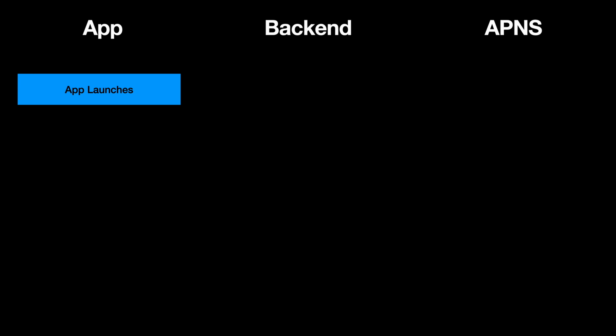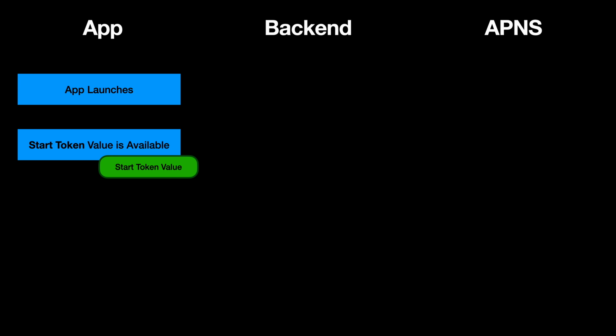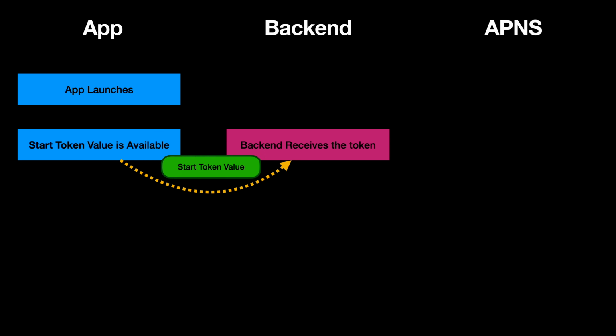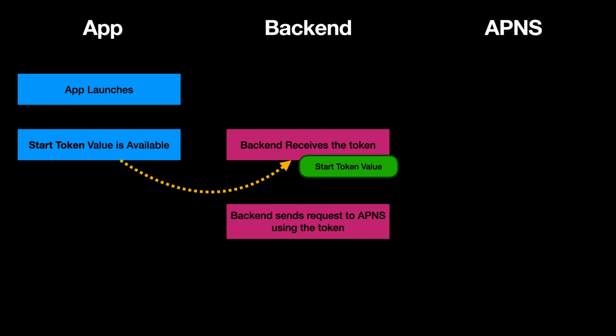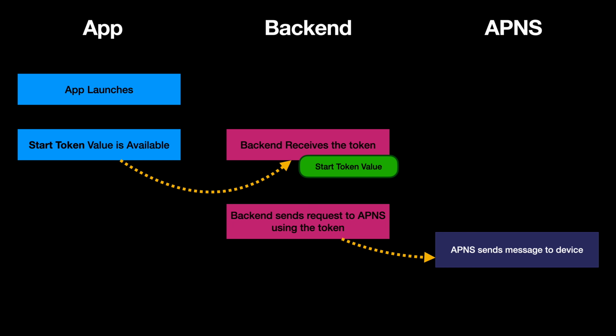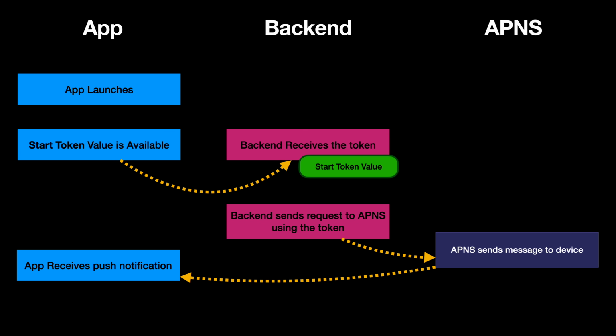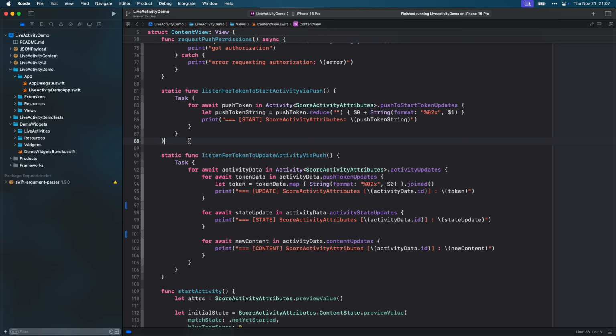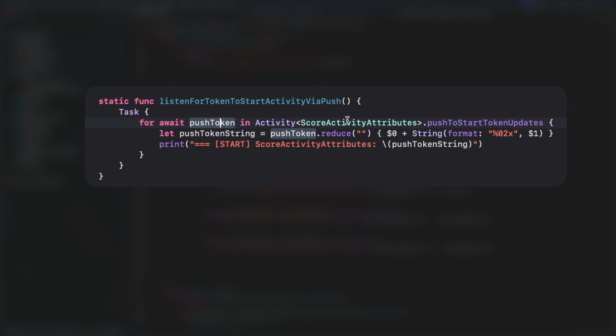When we launch the app, we can start listening for the activity's start token. Then, we need to inform our backend server about this token, which will be used to send a push notification via APNs to determine which device and which live activity to start. This token value will change every time the app is launched, so we need to make sure our backend value is up to date. We obtain this token by reading it from the async sequence Activity<ScoreActivityAttributes>.pushToStartTokenUpdates.